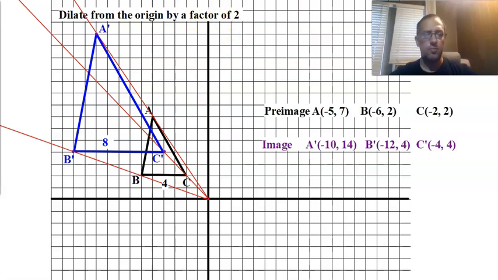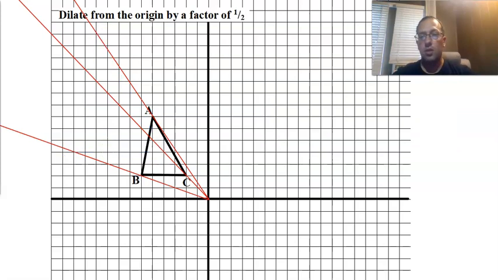So let's take a look at the points. And hopefully you'll see this, and you kind of pick this up from how I drew the image there. All we do to get from -5 to -10, to get from 2 to 4, 7 to 14, all we do is we multiply the x, you multiply the y by the scale factor of 2. That's very, very simple. All right, so let's take a look at another one.